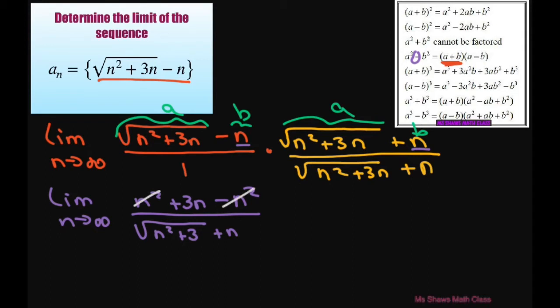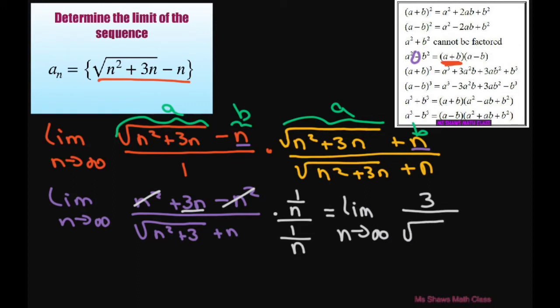Now what I'm going to do is divide each piece by n. So basically I'm multiplying the numerator and the denominator by 1 divided by n. That helps us find the limit. So this can be the limit as n approaches infinity. And when you multiply 3n by 1 over n, you're going to get 3 divided by the square root of n squared plus 3 divided by n plus 1, because you divide this by n and that by n.